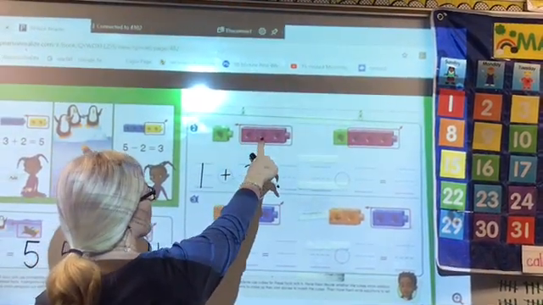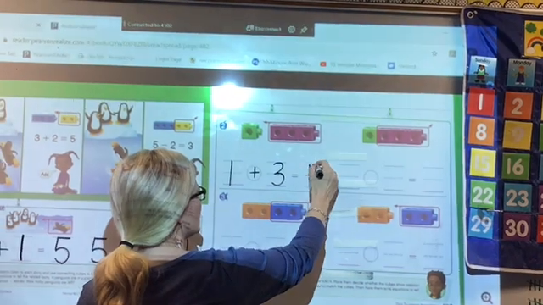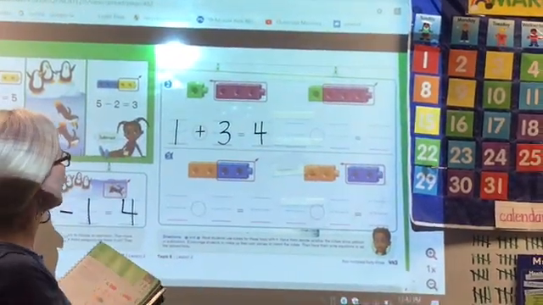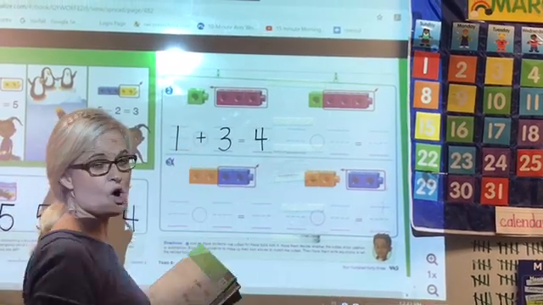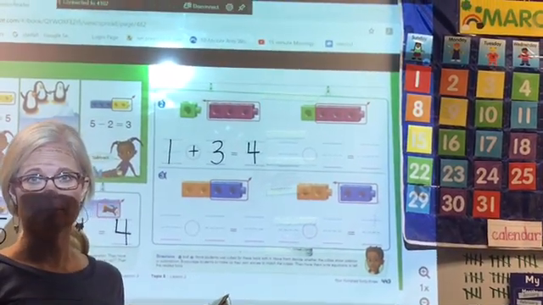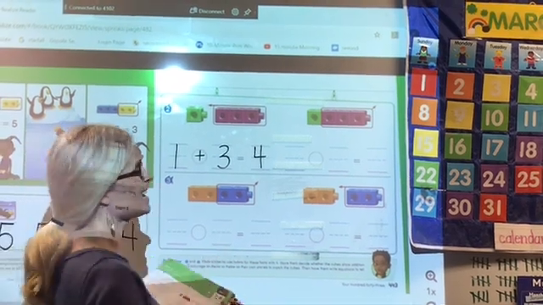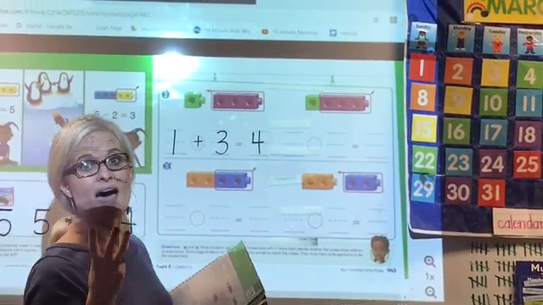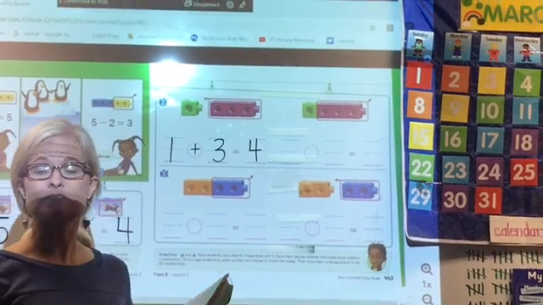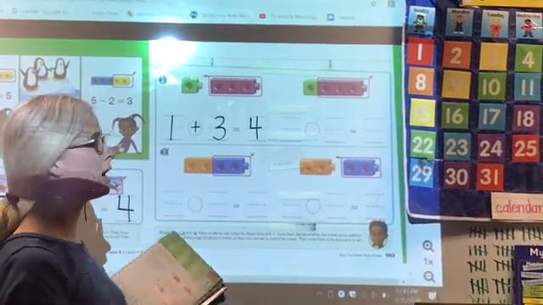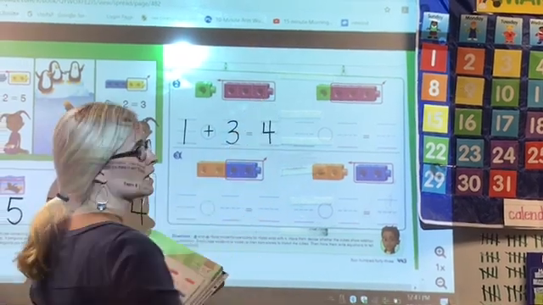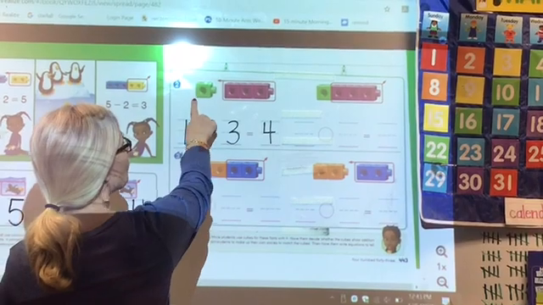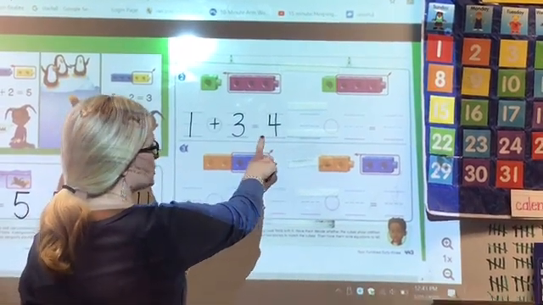1, 2, 3, 4. Now, to think of a story that would go with this, maybe I would say, Miss Sessoms has 1 green tennis ball, and she wants some more. Miss Wells has 3. Miss Wells gives Miss Sessoms 3 more tennis balls. 1, 2, 3. How many tennis balls does Miss Sessoms have all together? 4. That matches our equation.